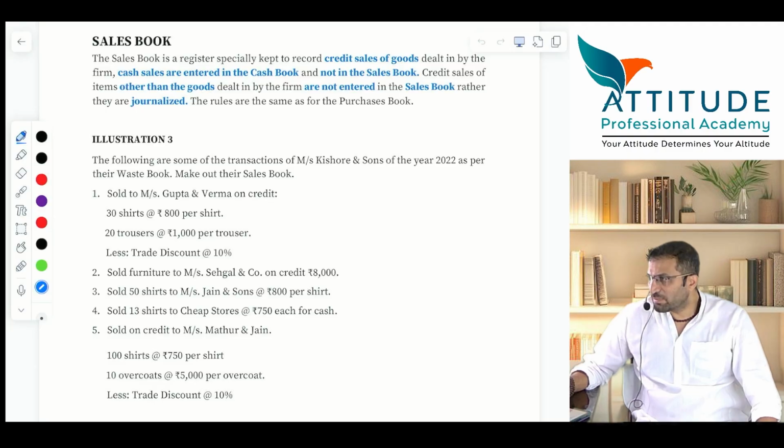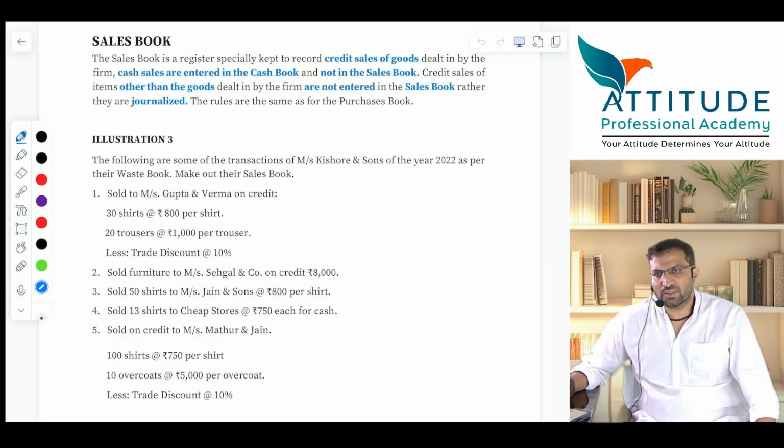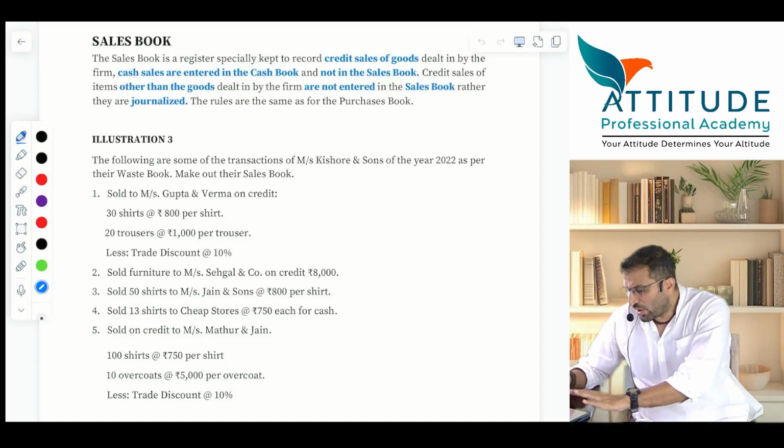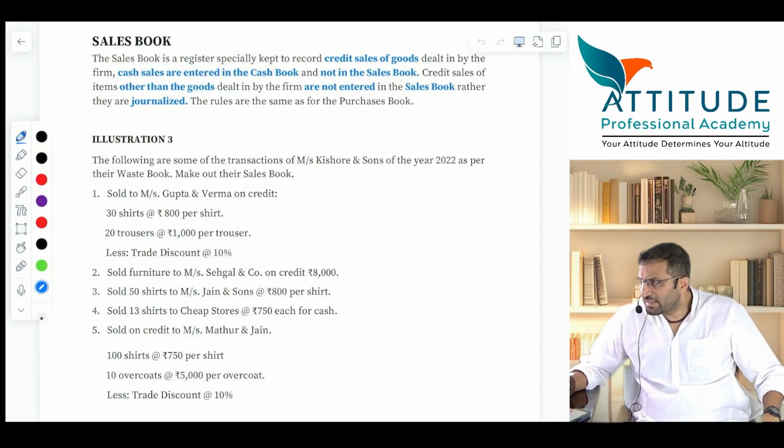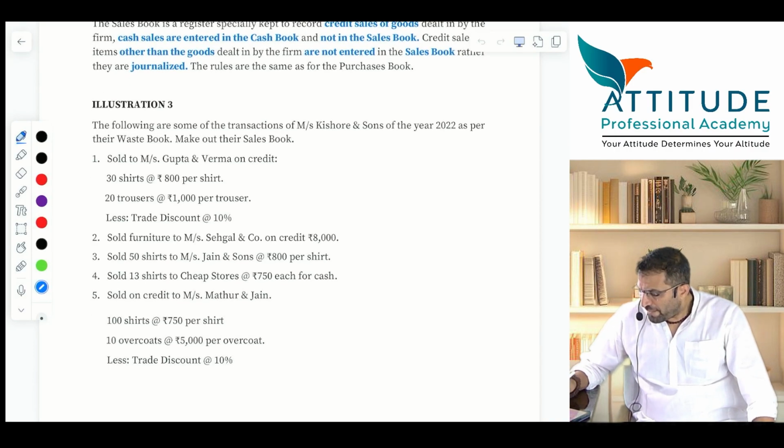Now we have the sales book. Since this is only the basic class, I'll tell you how it has to be taken. The following are some of the transactions of Kishore and Sons for the year 2022 as per their waste book. Make out their sales book.